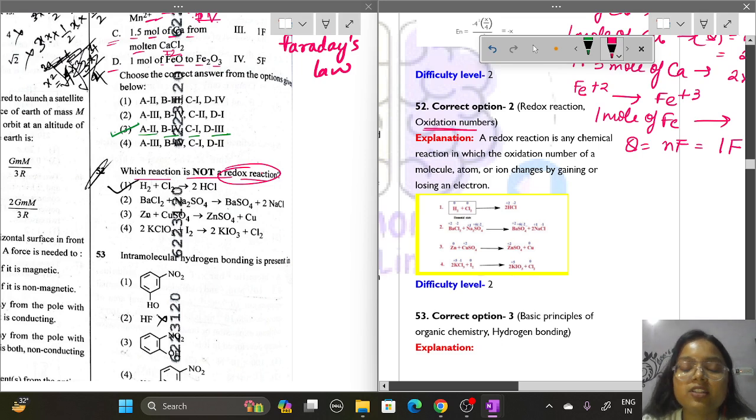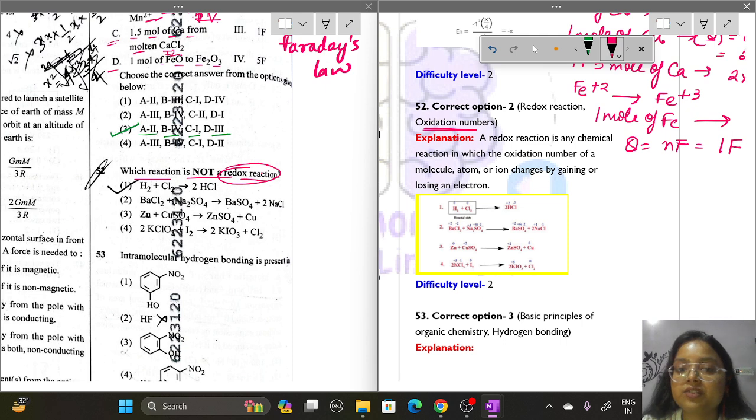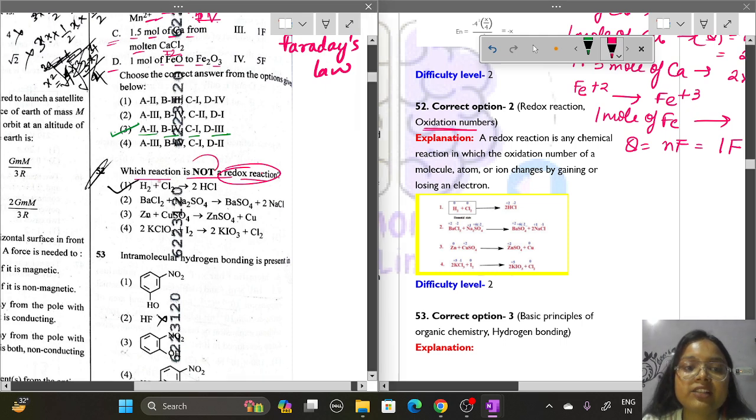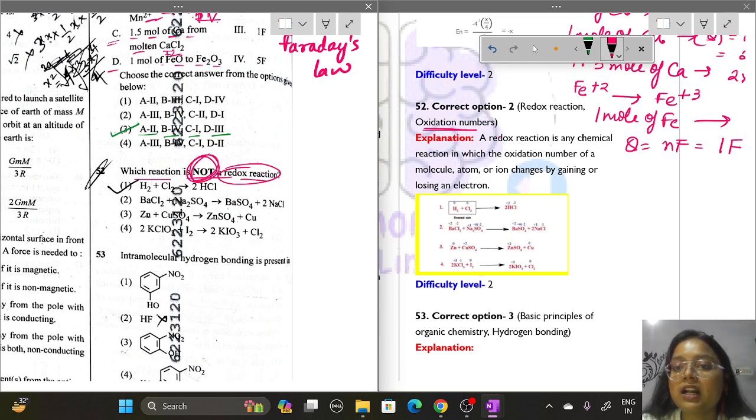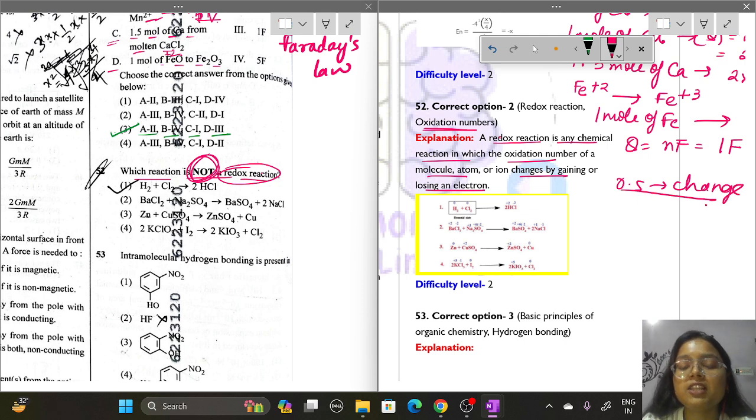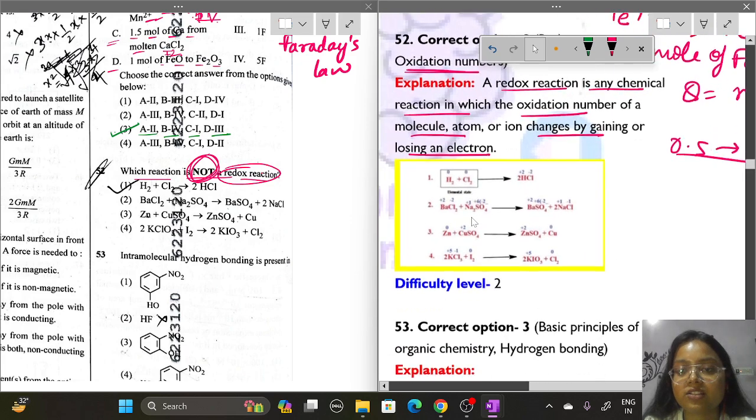So in explanation, what is a redox reaction? We have to find out which is not a redox reaction, so highlight the word not. A redox reaction is any chemical reaction in which the oxidation number of a molecule, atom or ion changes by gaining or losing an electron. Which means the oxidation state should change, and then only it can be a redox reaction. So let us see in which of these equations the oxidation number is not changed, because then only it will not be a redox reaction.